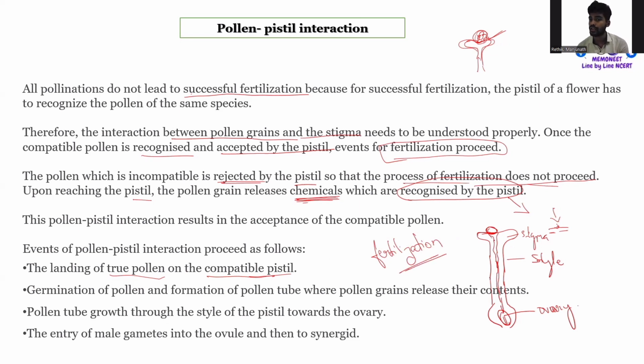So if you want to study pollen tube growth, the only thing you can do is take a glass slide, put a drop of sucrose solution on it, and dust the pollen grains on it. Since the sucrose solution is rich in the essential nutrients required for the growth of the pollen tube, when you see it under the microscope, you will actually see the growth of the pollen tube from the pollen grain. So this is how pollen-pistil interaction happens.